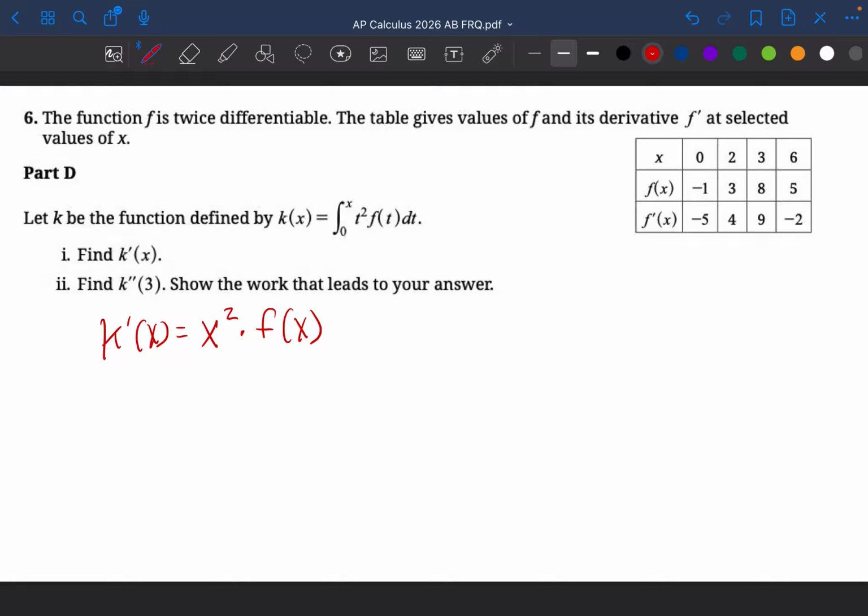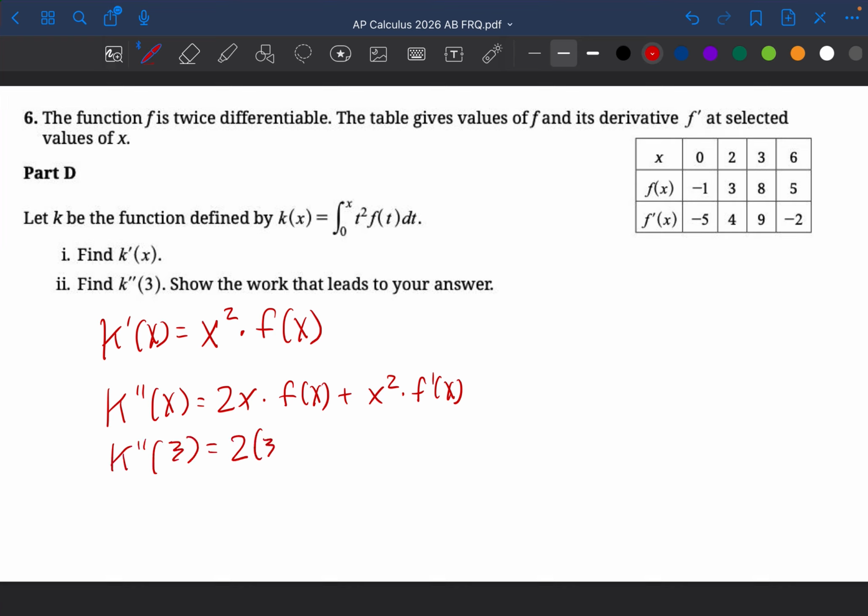But for part 2, we want to find k double prime. That means we have to find the derivative of what we just found. So k double prime, and this is going to require us to use product rule. 2x times f of x plus x squared times f prime of x. So k double prime of 3, that's going to equal 2 times 3 times f of 3 plus 3 squared times f prime of 3.